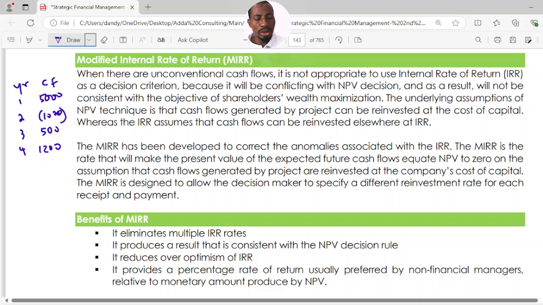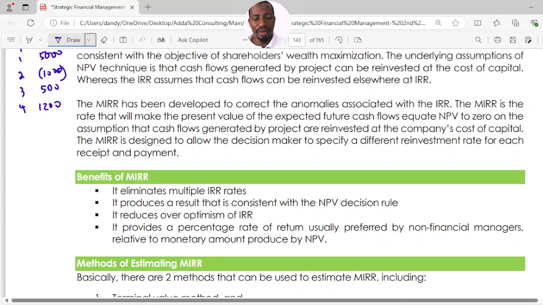So in order to correct the errors, the shortcomings associated with the internal rate of return, that is why the modified internal rate of return was developed. So what are the advantages of modified internal rate of return? Of course, you can quickly go through this on your own. I don't want to, however, let me just mention a few of them.